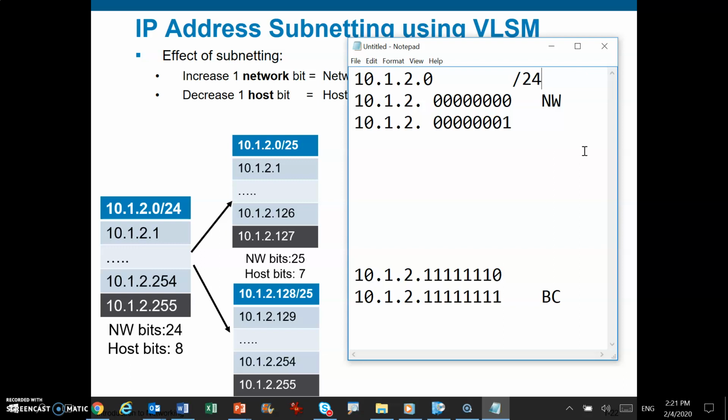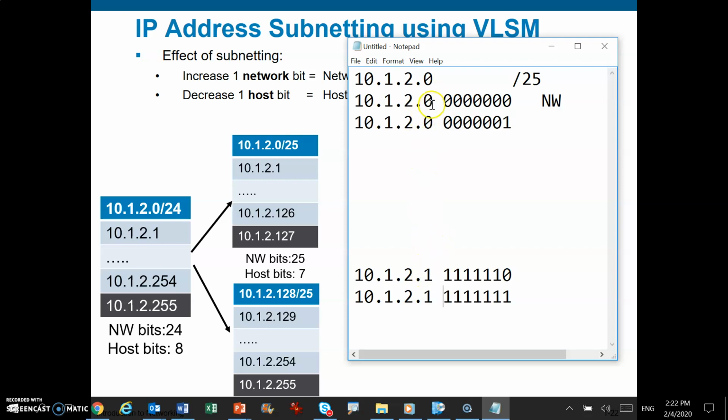What happens if I change this to /25? When you change it to /25, this means that this bit, instead of being a host bit, has become a network bit. So I'm going to move this to the network side. Now this was initially a host bit, so you can change this. But when we change this to a network bit, this has helped us to create two networks, the network 0 and the network 1.